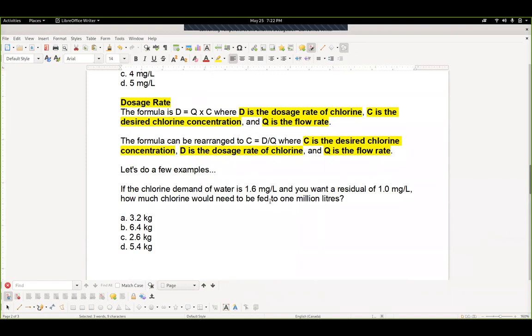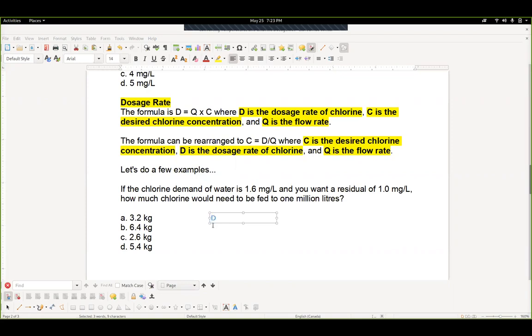So if the chlorine demand of water is 1.6 milligrams per liter, and you want a residual of 1.0 milligrams per liter, how much chlorine would need to be fed to 1 million liters? Okay, so let's see here. So we need to find the amount of chlorine. So what we need is the D.